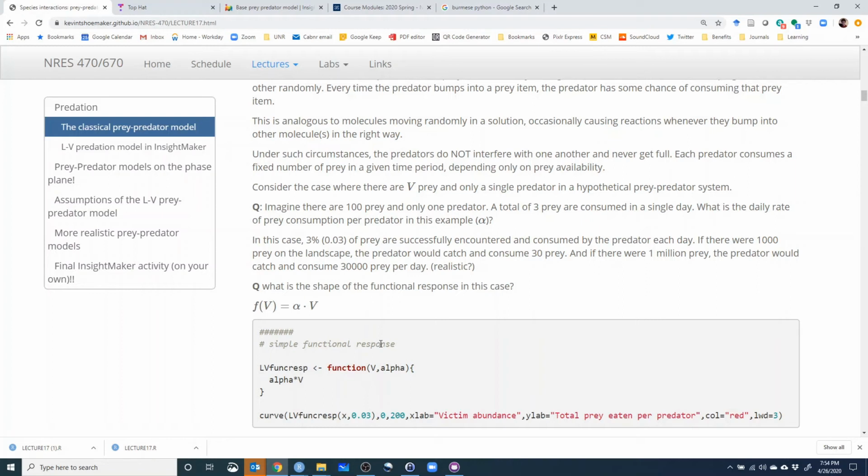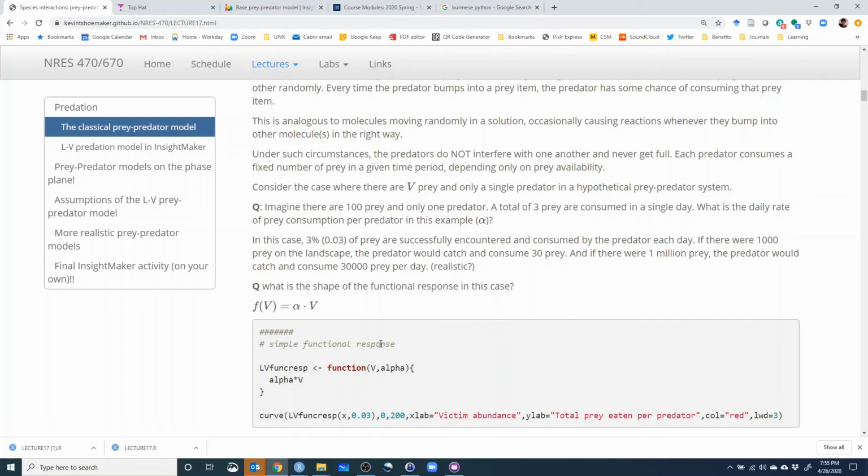And each predator consumes a fixed number of prey in a given time period. And that means that no matter how many predators are around, they're not interacting with each other. They'll bump into prey at the same rate, regardless of whether there's one predator or there's 1,000 predators. It doesn't really matter. They'll still bump into the same number of prey. Therefore, the per predator rate of consumption, which is the functional response, essentially is constant.